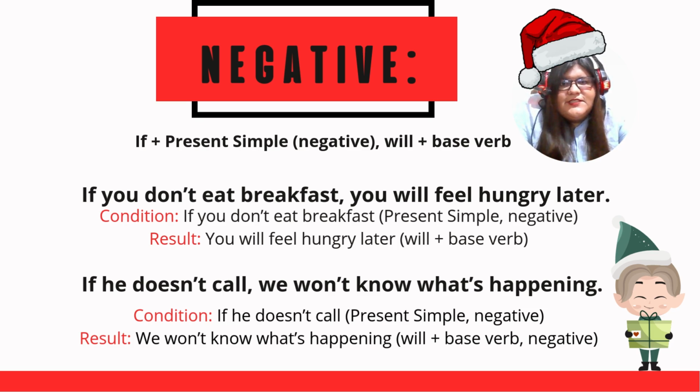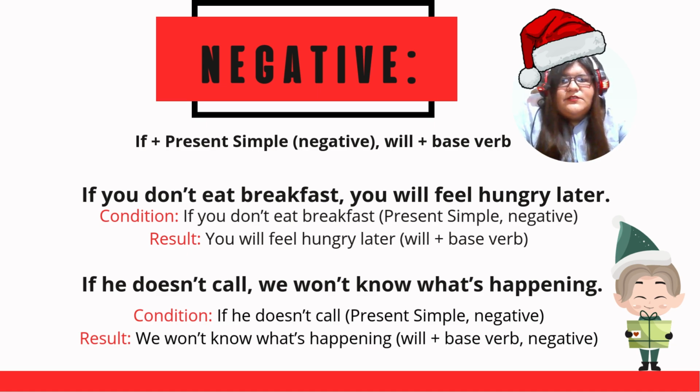Let's see the structure. If plus the present simple negative, don't, doesn't, or do not, right? Plus the comma, plus the auxiliary verb will plus the base form of the verb. And we can say the complement, right? But I need you to keep in mind this structure.